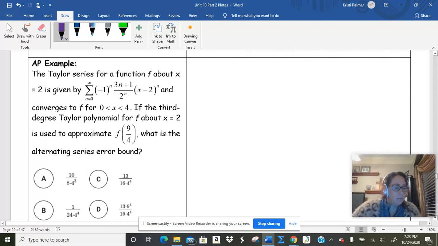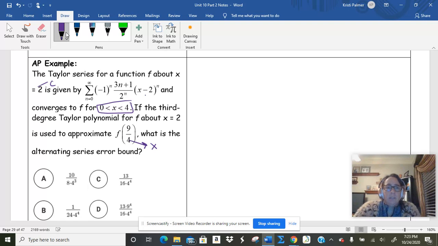Okay, but let's do some practice just to really see if we can solidify this. So here's a Taylor series centered at 2, and it converges on this interval, so they're telling you. And it says the third degree Taylor polynomial for f about x equals 2 is used to approximate, so there's the x value, and then there's my center value. What is the alternating series error bound?